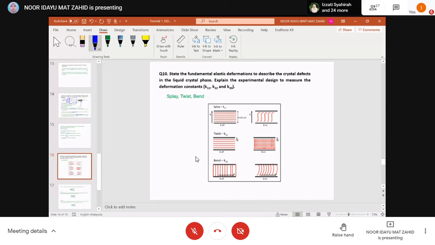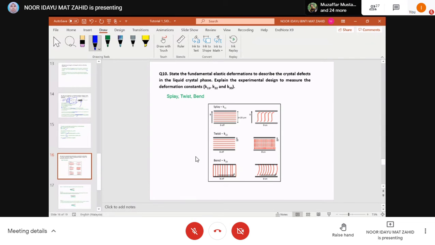State the fundamental elastic deformation to describe the crystal defect in the liquid crystal phase. Explain the experimental design to measure the deformation constant K11, K22, and K33.